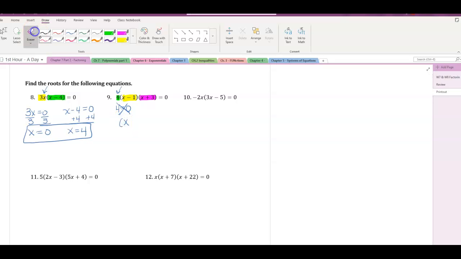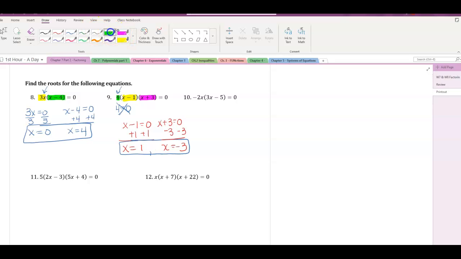But I am going to set x minus 1 equal to 0. And I am going to set x plus 3 equal to 0. When I add the 1 to the other side, I get 1. And when I subtract the 3 to the other side, I get negative 3. So my two solutions for this problem are x equals 1 and x equals negative 3.